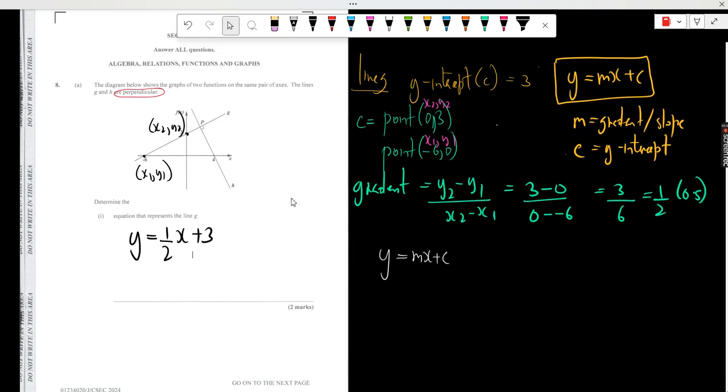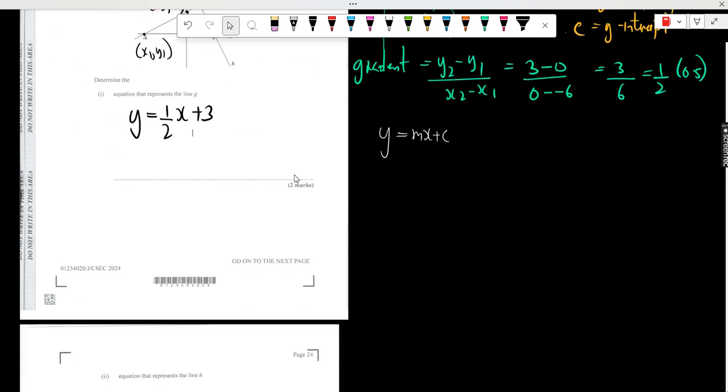Now let's look at the line H. What information do we have about the line H from the graph directly? We have the x-intercept, of course, which is 4. So we have a point on the line. Let's write down this point. We have the point on the line, which is the point (4, 0), which is of course referred to as the x-intercept. Do we have any other information pertaining to this line?